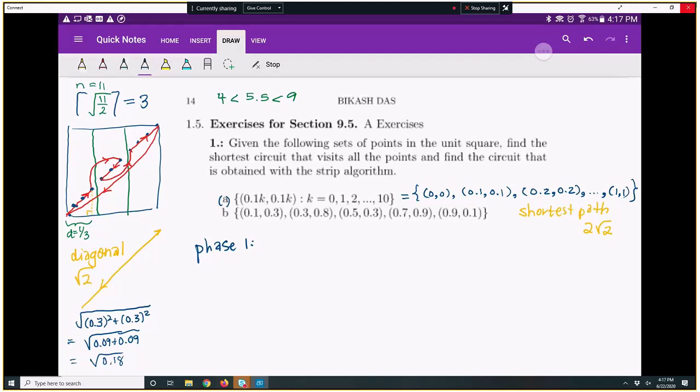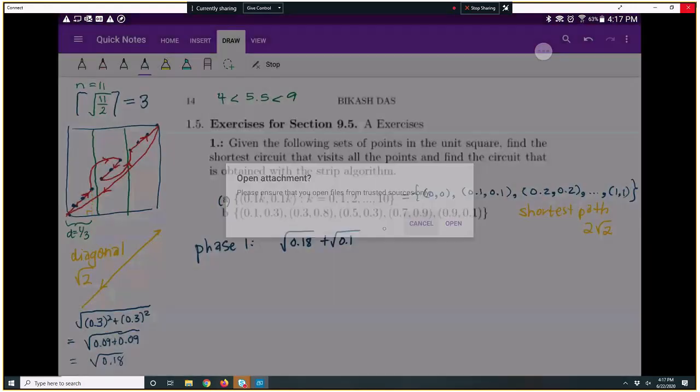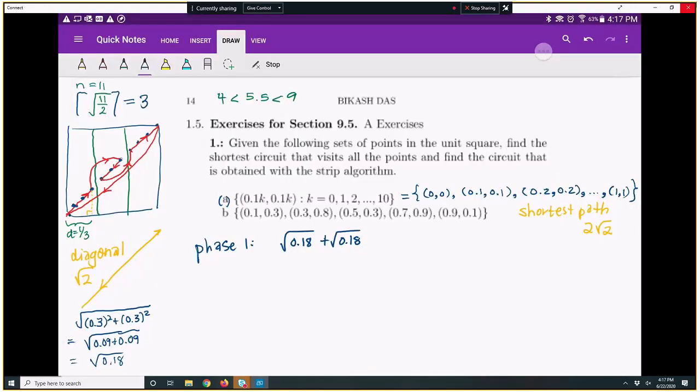and count, that the phase 1 distance using the strip algorithm, well, first I'm going to go up in the first strip. The distance is square root of 0.18. Then, moving from the first strip to the second strip, I have to go from the highest point in the first strip to the highest point in the second strip, and that distance is also square root of 0.18. Then I have to go back down from the top of the second strip to the bottommost dot in the second strip. That distance is square root of 0.08.